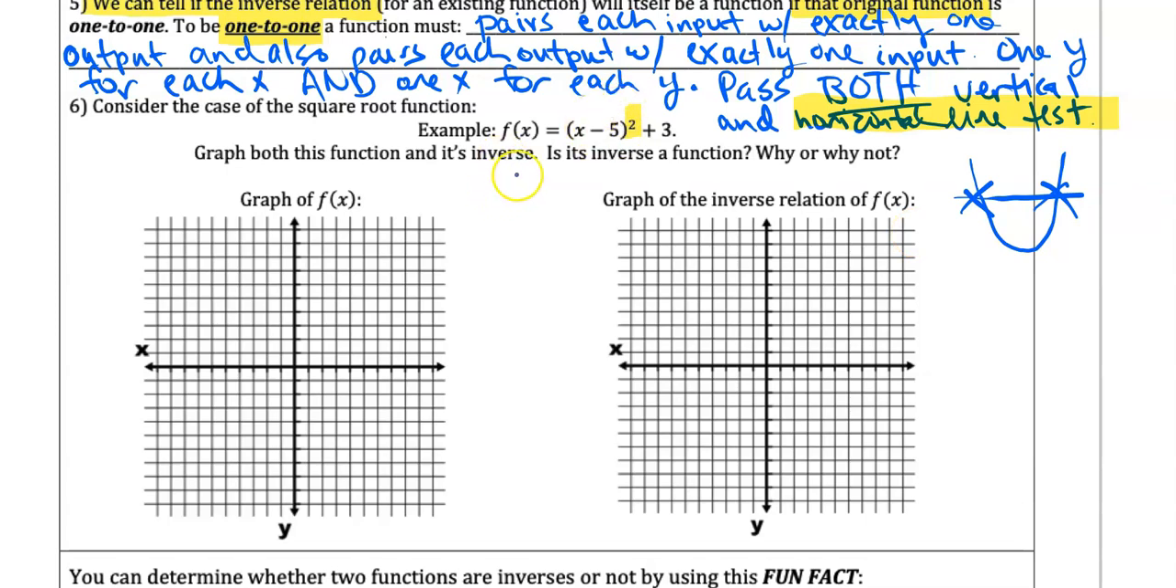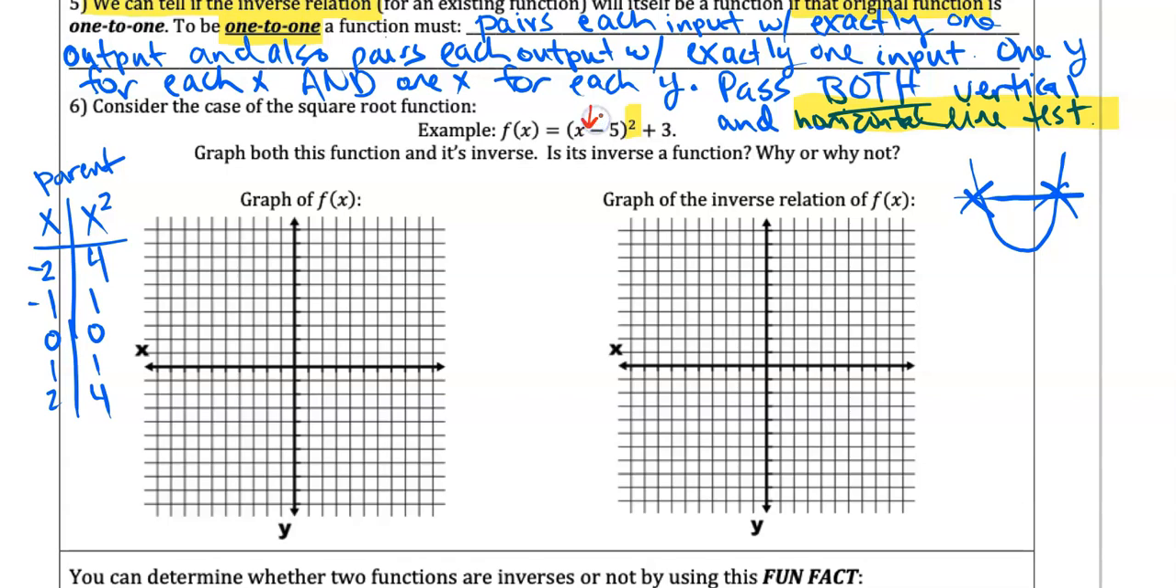So the parent function is a quadratic. I'll do that over here. This is the parent for a quadratic, where the y value is just x squared. So I'll just use these points. And I get 4, 1, 0, 1, 4, just from squaring those x's. Then I'm going to add 5 to the x's and 3 to the y's. So this table right here will be the points for this graph that I'm being asked to graph.